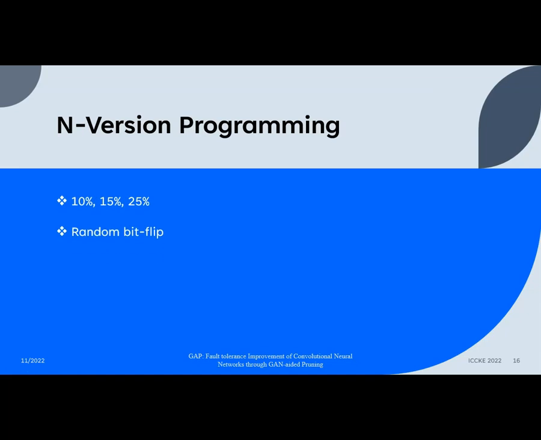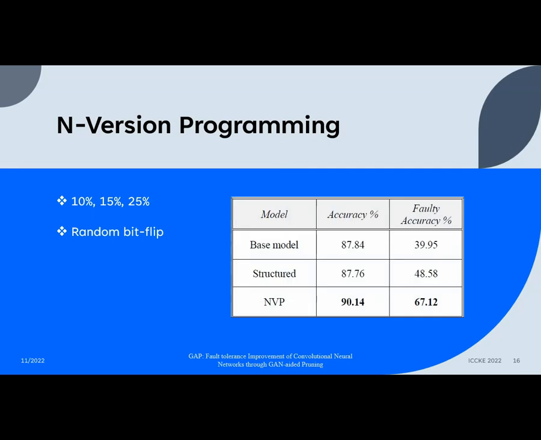For building the ensemble model, we combine three models with 10%, 15% and 25% structured pruning thresholds, and after conducting fault injection we could see that this MVP model could outperform its simple TMR structured pruning counterpart in accuracy, both in faulty and golden output.